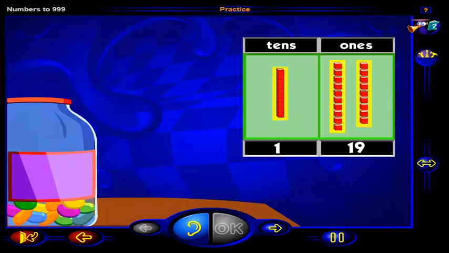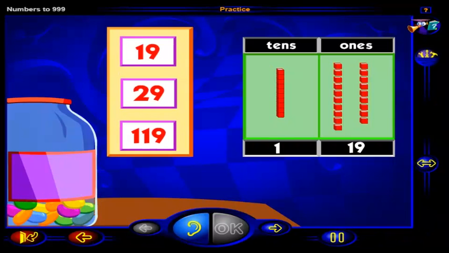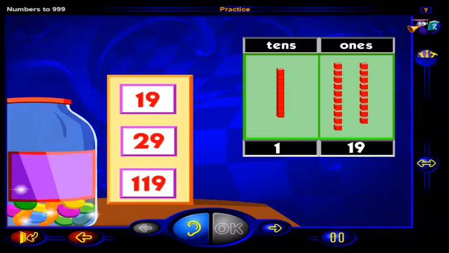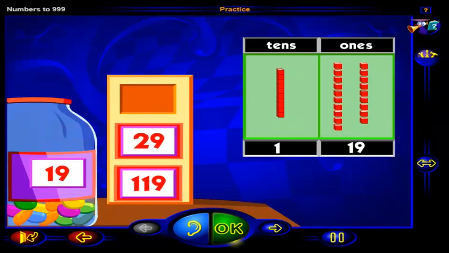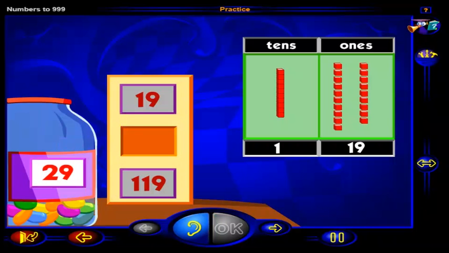These blocks show the number of jelly beans in this jar. How many jelly beans are in the jar? Drag the number here, and when you're done, click OK. That's not the number of jelly beans in the jar. Try again. That's right. There are 29 jelly beans in the jar.